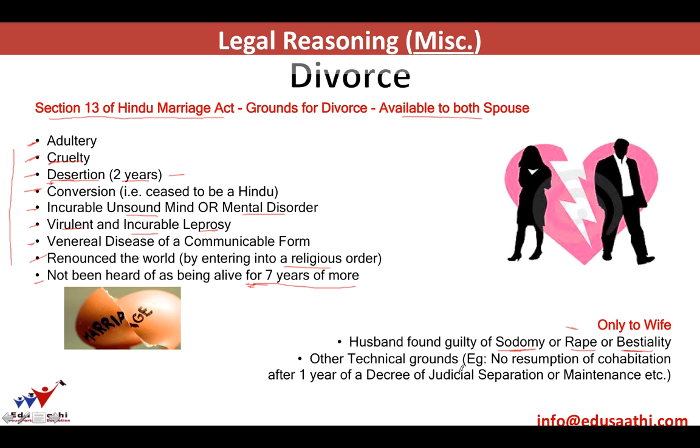Other technical grounds: no resumption of cohabitation after 1 year of decree of judicial separation or maintenance. When you have obtained a decree of judicial separation and you do not cohabitate within the 1 year time of that decree, in that case it's a ground of divorce.